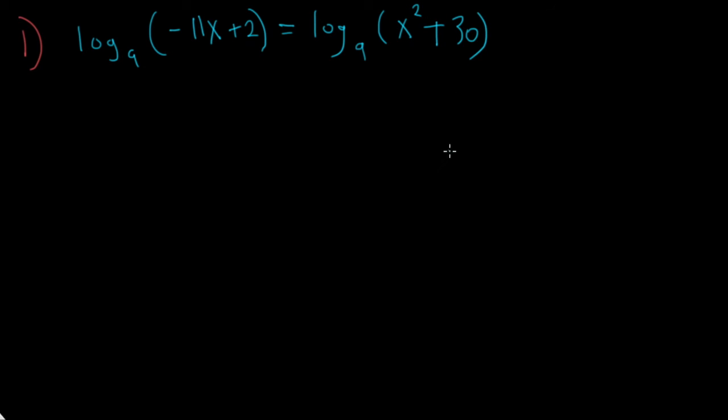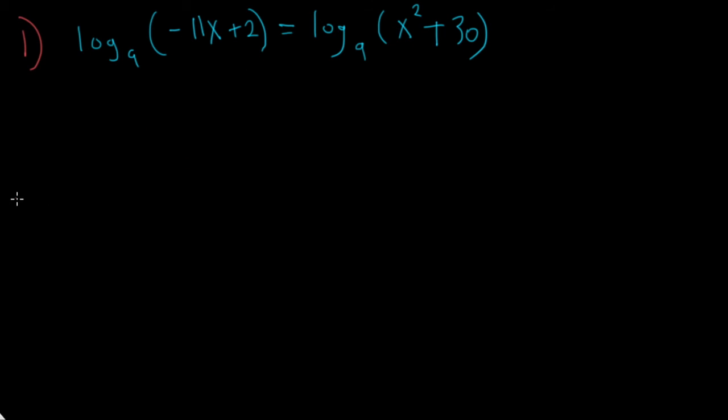So say we have log base 9 of negative 11x plus 2 is equal to log base 9 of x squared plus 30. All right, see if you can figure this out on your own.